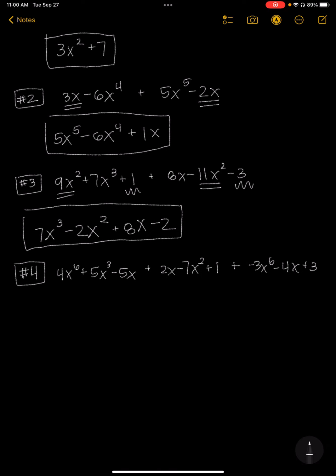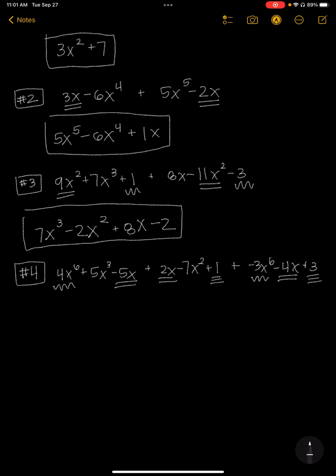Now, let's underline our like terms. I see a 4x to the 6th and a negative 3x to the 6th. What else do I see? Oh, I see some x's, so I've got a negative 5x, I've got a 2x, and I've got a negative 4x. And then I see a 1, so let's do a triple underline, and a 3. All right, and I think that's all the like terms that we have, because the only things I didn't underline were x cubed and x squared, but there are no other x cubes or x squareds.